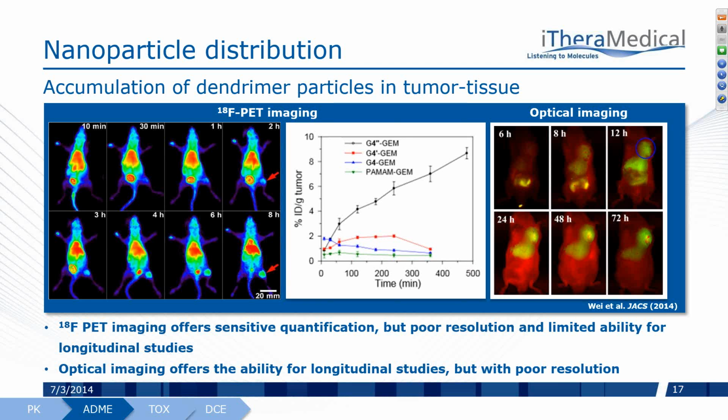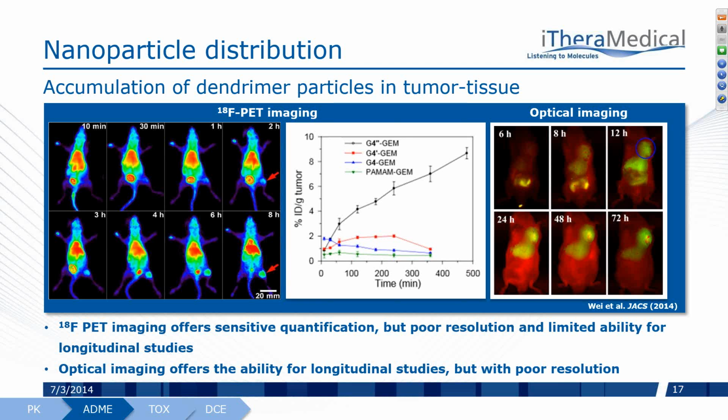In the middle, we see the accumulation of this probe as quantified from the PET images, and we can see that the accumulation is not at peak yet. We can still see that the signal is increasing. However, fluorine-18 has a relatively short half-life, so we cannot image past the 8-hour time point. So even though fluorine-18 PET imaging offers very sensitive quantification, there's a limited ability for longitudinal studies, and the resolution is relatively poor, as you can see.